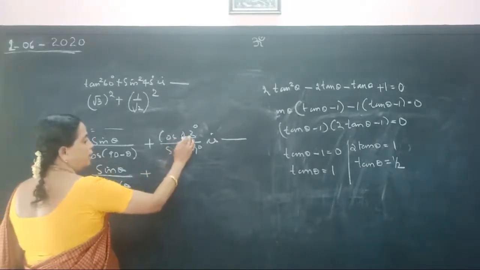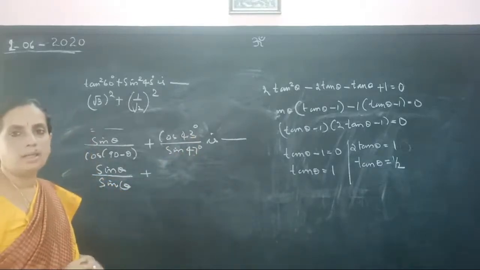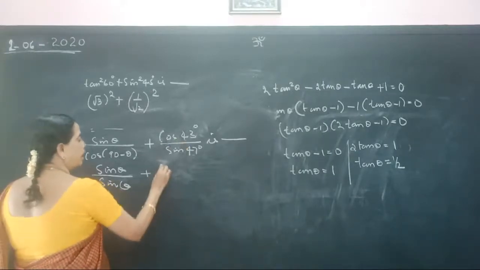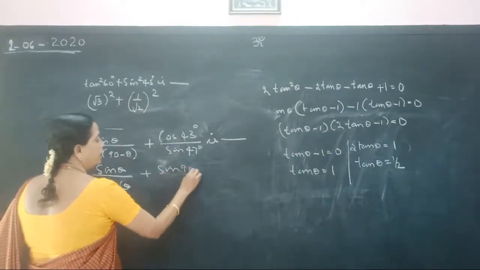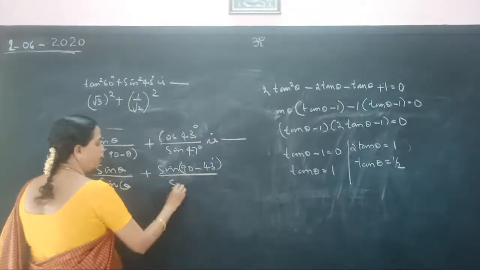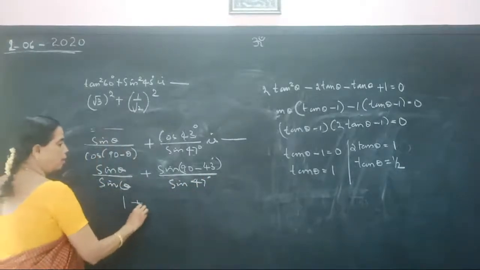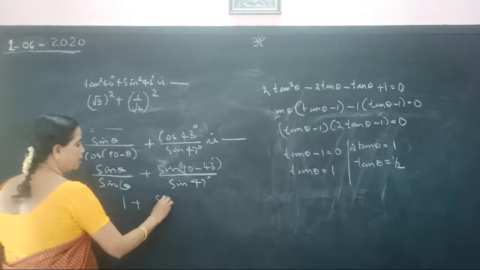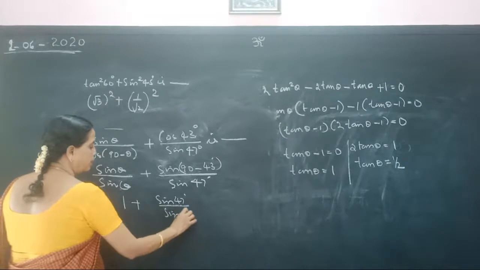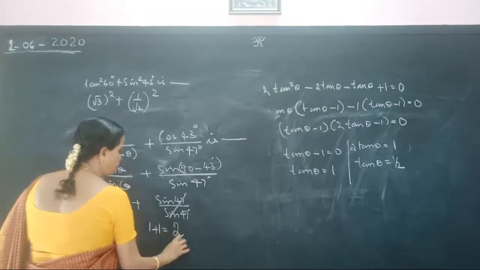Now here it is 43 degree, it is 47 degree. As it is, we cannot cancel it. Apply the complementary relation. What do you get? Cos theta as sin (90 minus 43) degree by sin 47 degree. So now here it is already 1. We write this as sin 47 degree by sin 47 degree. This will get cancelled. So 1 plus 1, answer is 2.